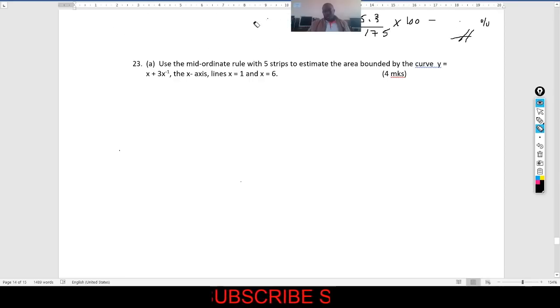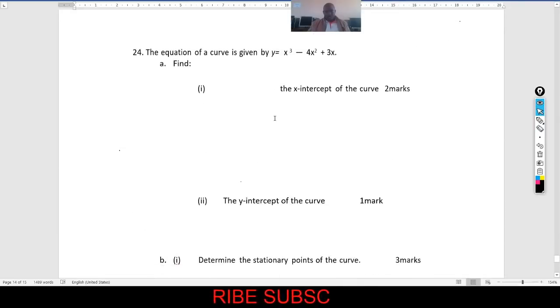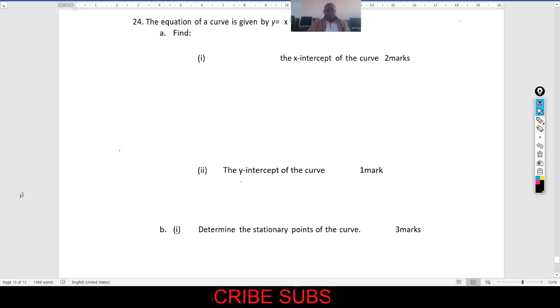Then we go to the last question, number 24. Number 24, you expect such a question. That is turning points. Now you are asked that the equation of a curve is given by y equals x cubed minus 4x squared plus 3x. You find the x-intercept. We understand that at the x-intercept, y equals 0.